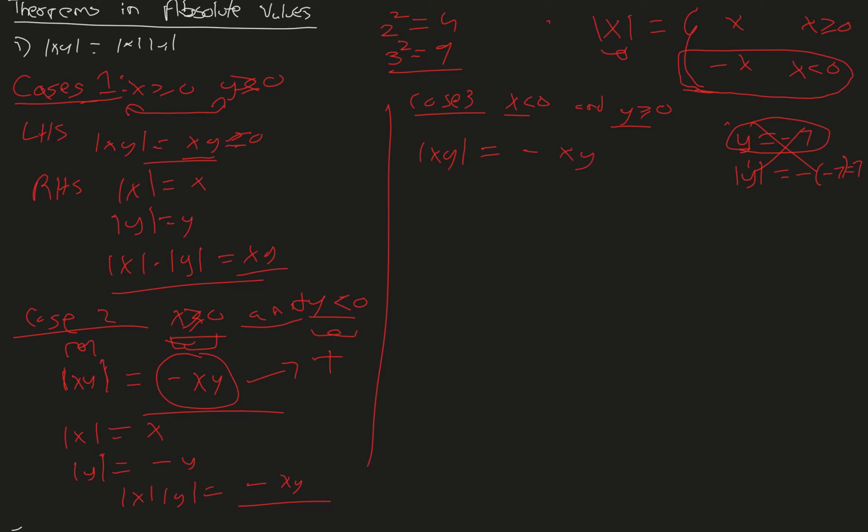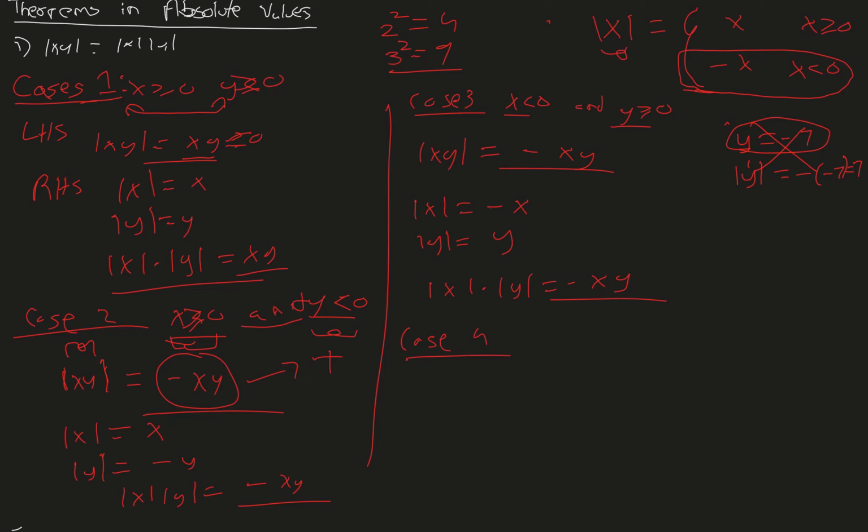So negative xy is now positive, and you get modulus of x. Since x is less than 0, x is negative, so you negate the negative to get a positive. You take negative x, and now negative x is a positive number. And modulus of y, since y is greater than 0, it's positive, it remains the way it is. And modulus of x times modulus of y, which is the right hand side, is negative xy, and the left hand side is equal to the right hand side, and we're done with case 3.